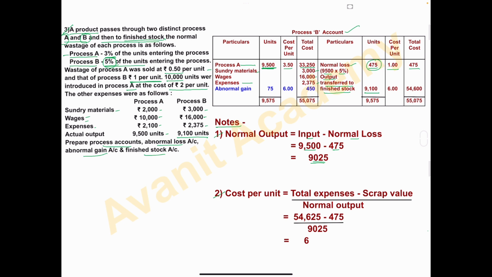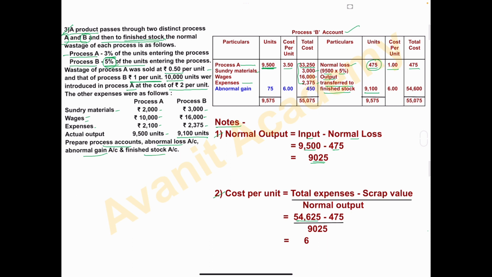Total expenses, for that we have to add the debit side of the process account, total cost column. Add all these amounts: 33,250 plus 3,000 plus 16,000 plus 2,375, and you will get 54,625. Okay, total of these four amounts. You will get 54,625.